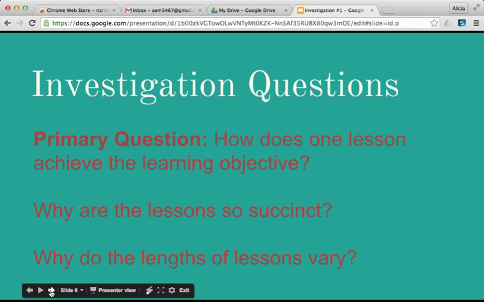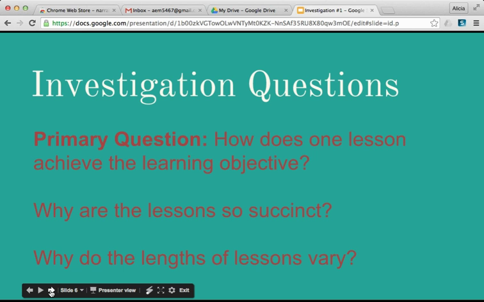My primary question I wanted to investigate was, how does one lesson achieve the learning objective? While all the lessons seemed to be effective, it appeared that the resource was assuming students would master each concept after one lesson. This does not seem realistic to me, so I'm curious why there aren't additional lessons for each of the subcategories in each chapter.